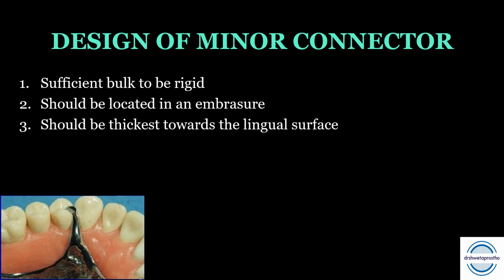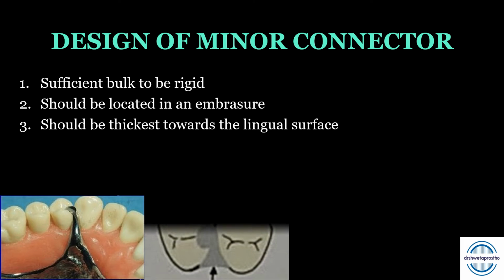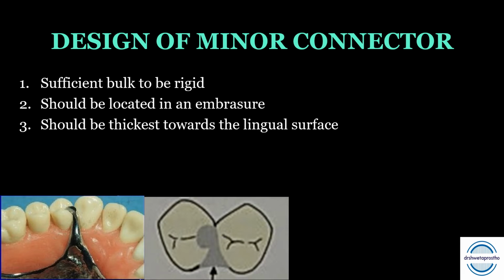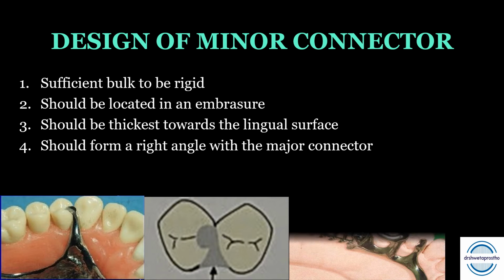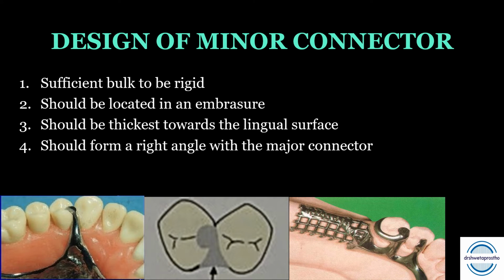Third, it should be thickest towards the lingual surface. That means it should be tapering towards the contact area, as we can see in the picture also. Next, it should form a right angle with the major connector so that the gingival crossing is abrupt, and it covers as little gingival tissue as possible. Last, very important, the sharp angles should be avoided and the spaces should not exist for trapping of the food debris.